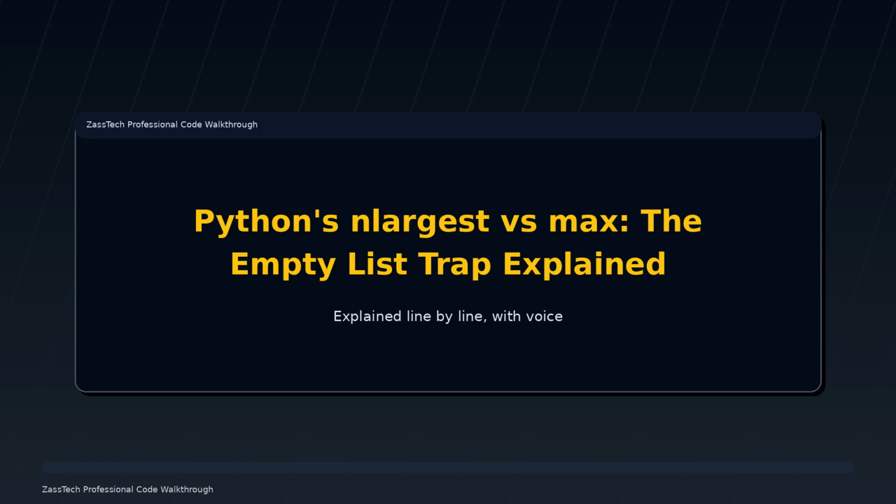Here's a sneaky Python trap. Two functions for the same task behave oppositely on empty lists. One returns safely, the other crashes your program.